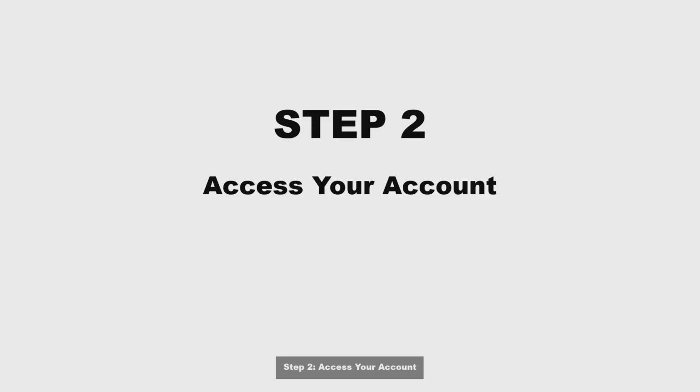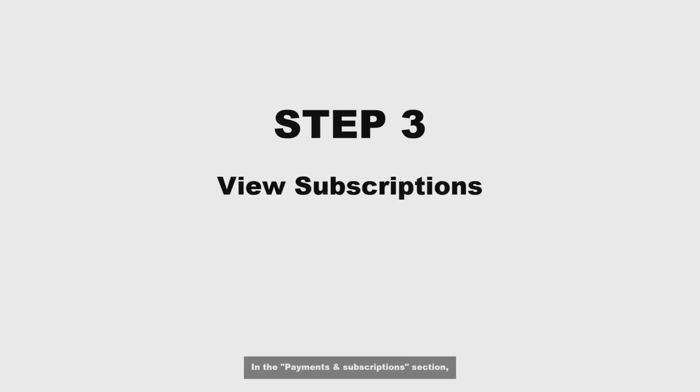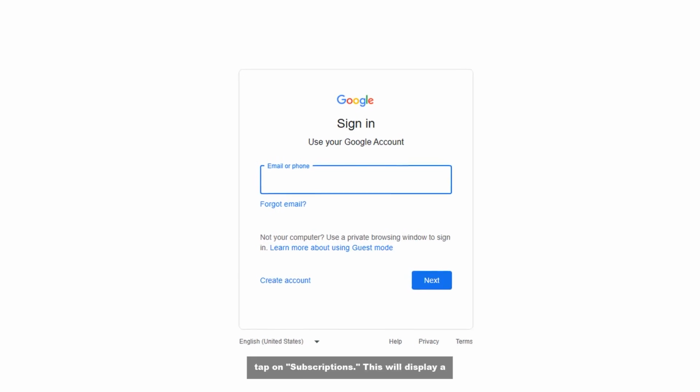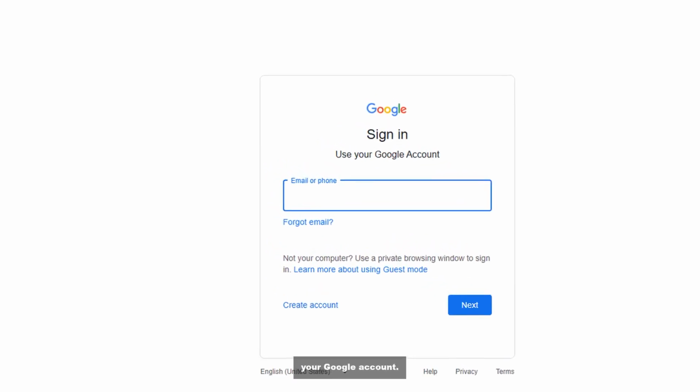Step 2. Access your account. Tap on your profile icon located in the top right corner of the screen. From the drop-down menu, select Payments and Subscriptions to view your subscriptions. Step 3. View subscriptions. In the Payments and Subscriptions section, tap on Subscriptions. This will display a list of all active subscriptions linked to your Google account.